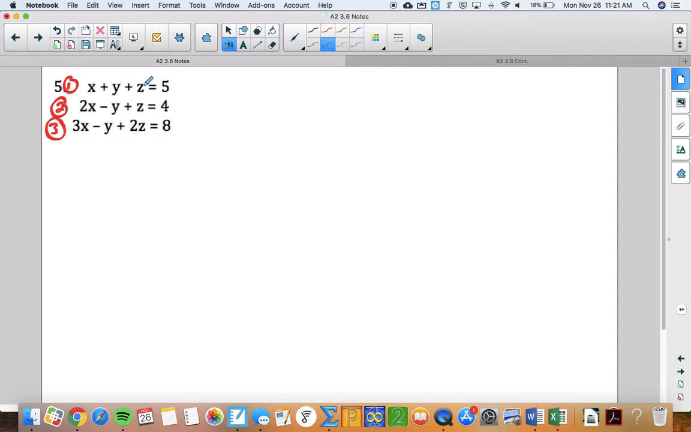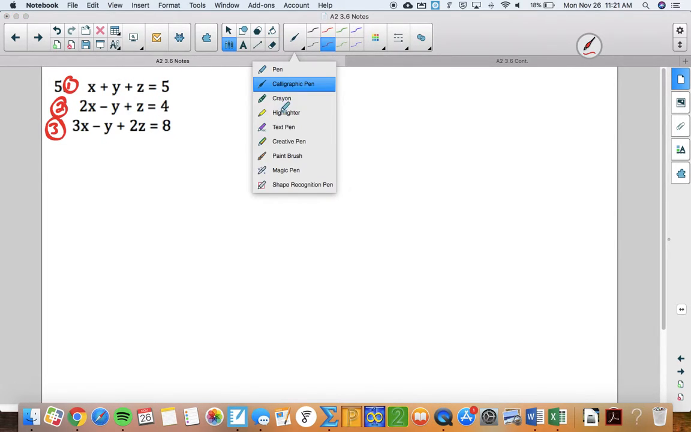Same with the z's. Here I'd have to multiply one of them by -1 to get a negative z. And when I try to cancel out the z with this bottom equation, with the other equation, I'd have to multiply by -2. So I have to do some multiplying. So those are all good, reasonable ways that you can go about this, folks.